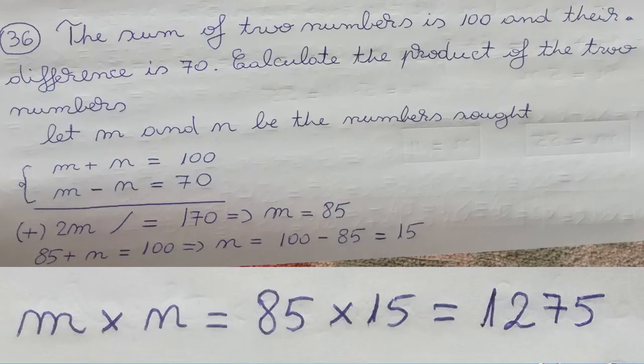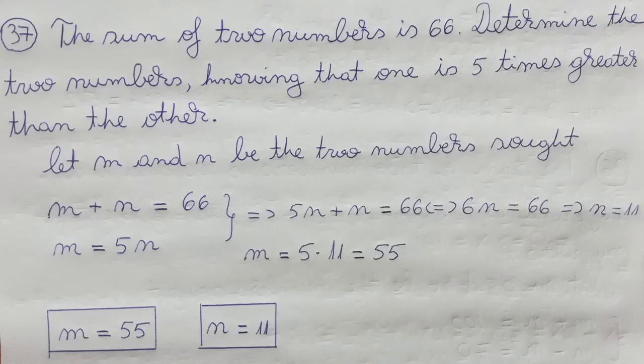so m equals 85. We calculate n from the first equation, so 85 plus n is 100, so n is 15. The product is 85 times 15, which is 1275.